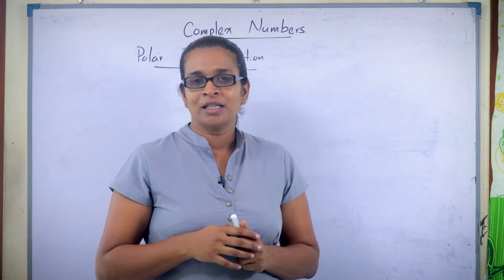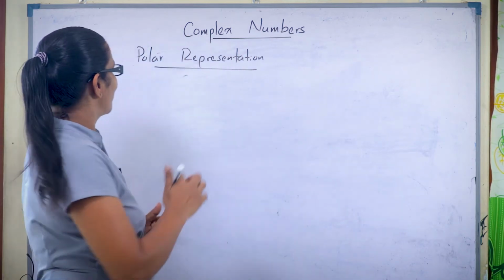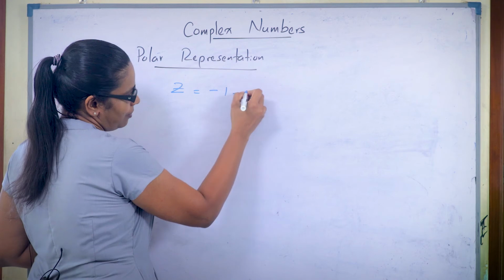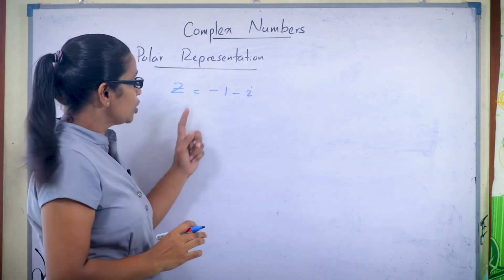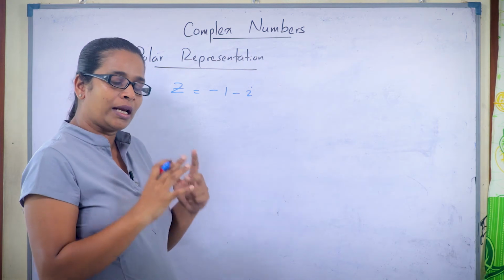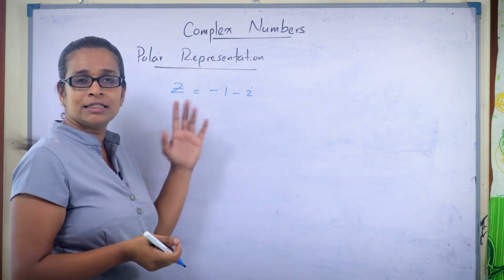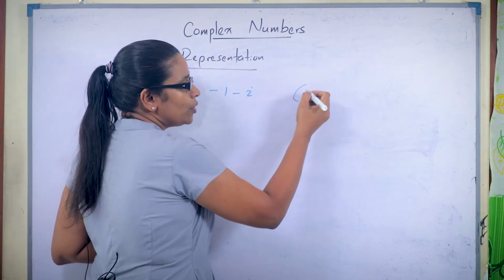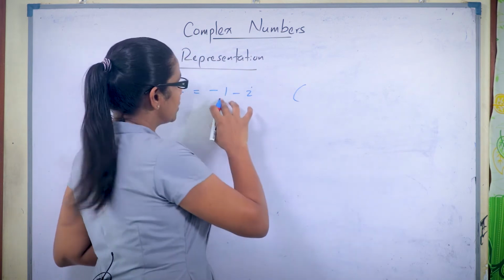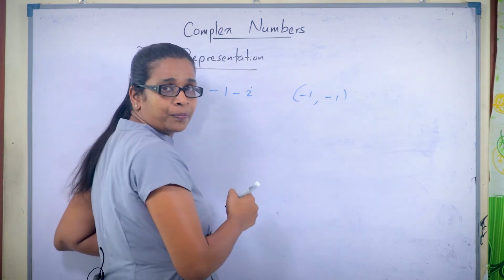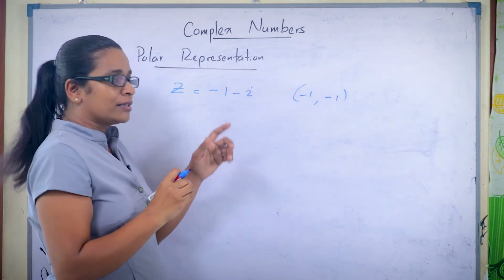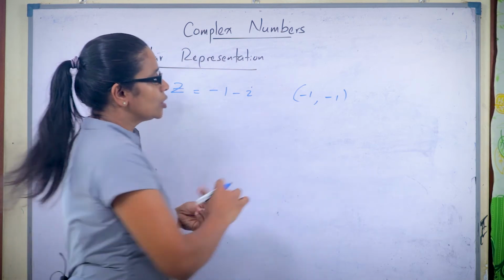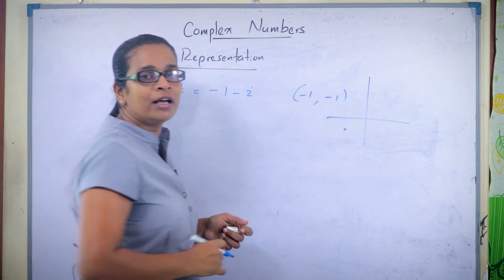Okay, one more example to find out the argument of a complex number. Look at this one. Z equals -1 minus i. If you consider this as a rectangular form, you can identify x is -1 and y is -1 again. So the ordered pair of the coordinates of this complex number is (-1, -1). What does it mean? The position of this complex number is in the third quadrant, somewhere here.